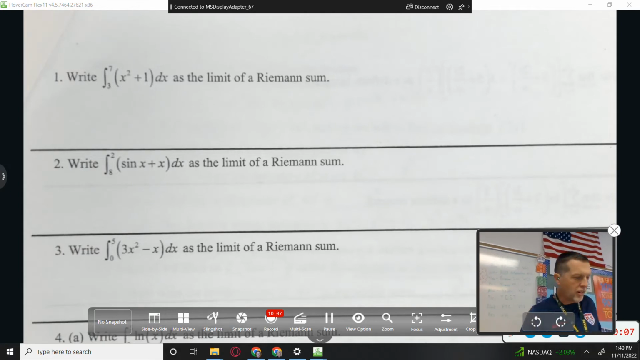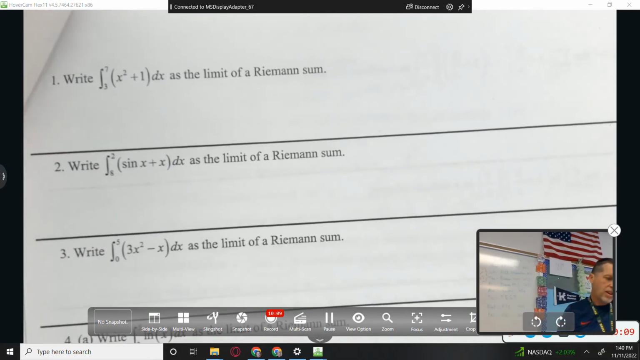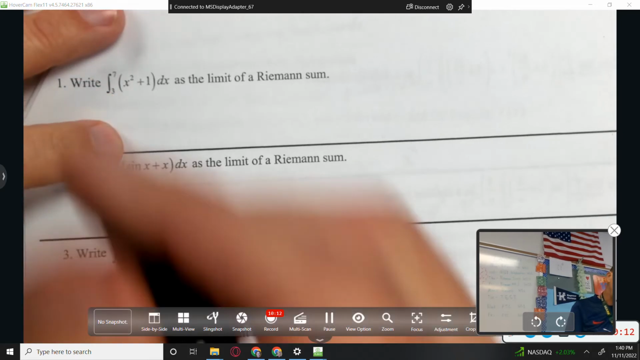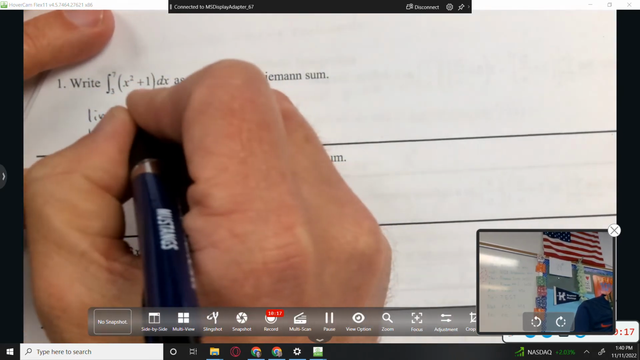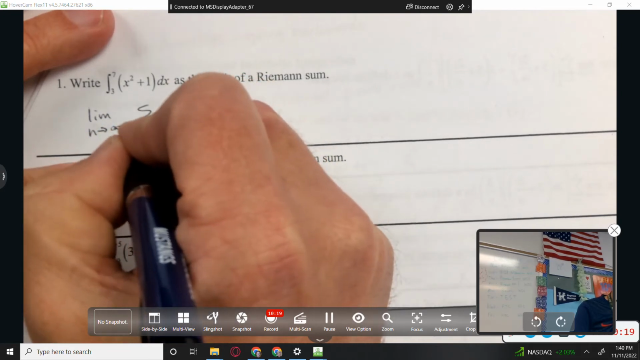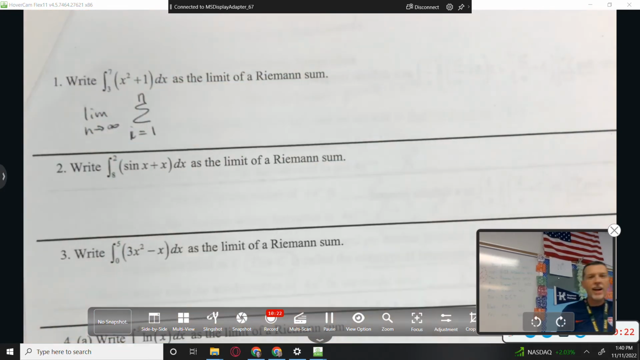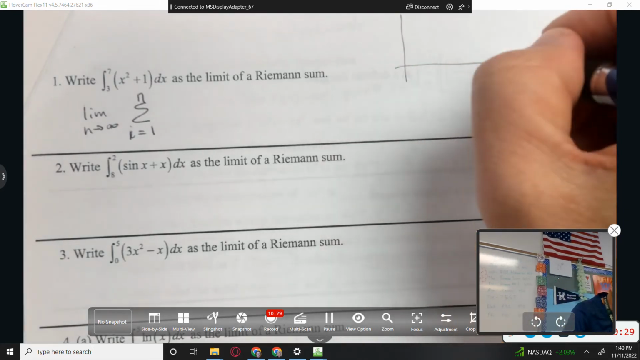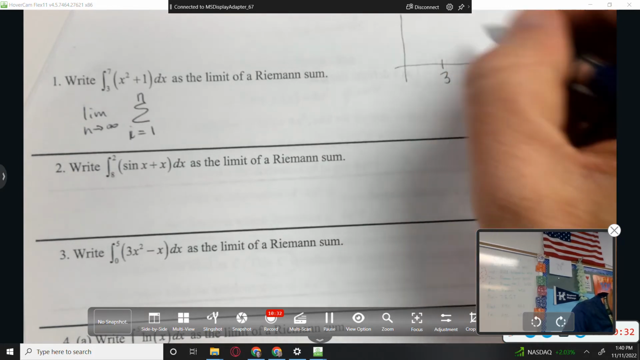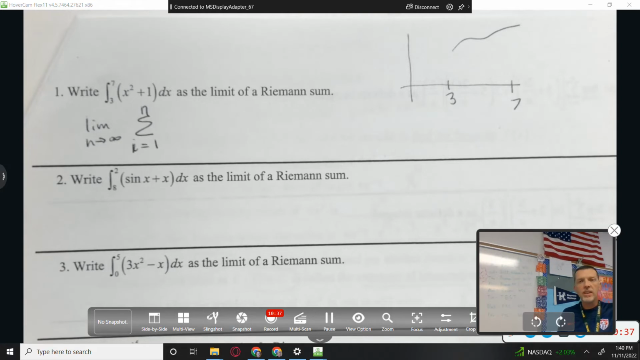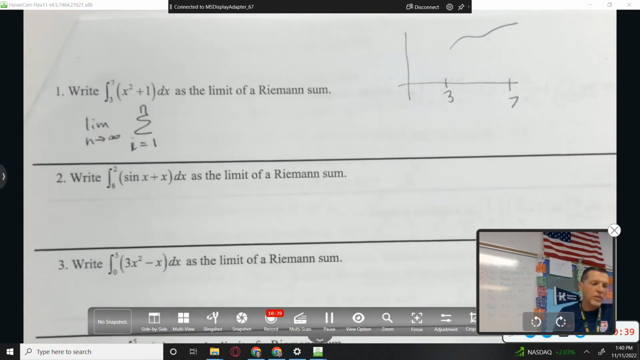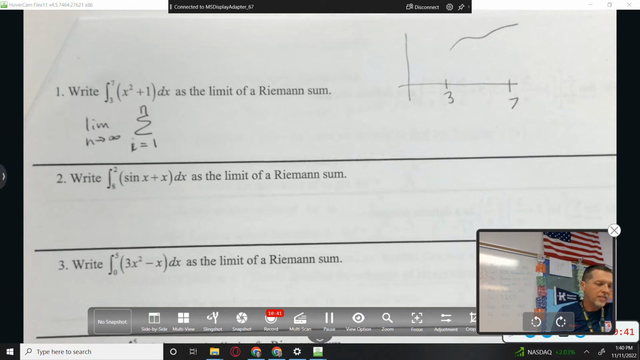Number 1, write the integral from 3 to 7 as the limit of a Riemann sum. Well, I know it's a limit as n goes to infinity. Sum all my rectangles from i equals 1 to n. So that's going to be the same on all of them. Let's see. A picture isn't absolutely necessary, but maybe it's helpful. I don't know what f of x looks like. Oh, I guess I do, but I don't care about the x squared plus 1. I'm more thinking about 3 to 7.